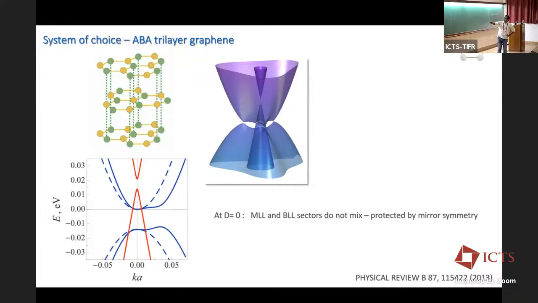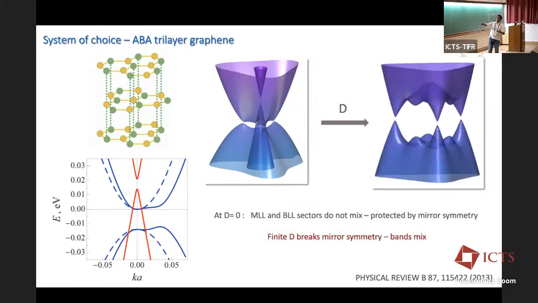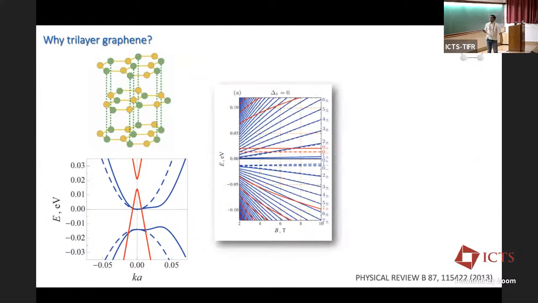And this plane is the mirror symmetry. So when I don't have a vertical electric field, the system has a mirror symmetry which protects these monolayer-like bands and the bilayer-like bands from mixing. So these sectors are completely decoupled. When you apply an electric field, you break this mirror symmetry and the band structure changes, you develop these gullies, these dips, trigonal warping-like states, and you allow these sectors to mix. So applying an electric field is a method of allowing band structures to mix. And that is what we wanted to check. What is the effect of band structure mixing on the fractional quantum Hall regime?